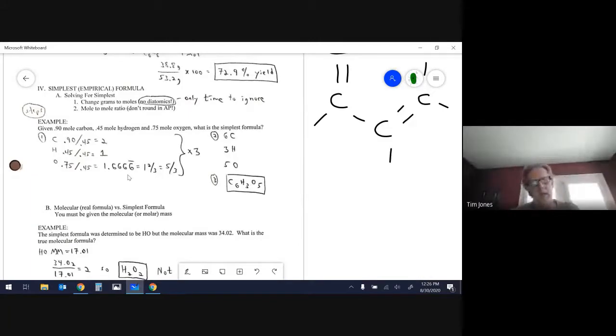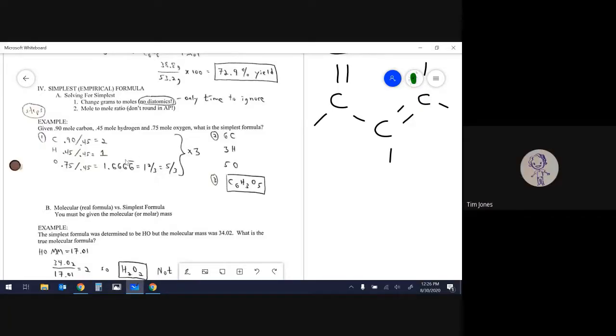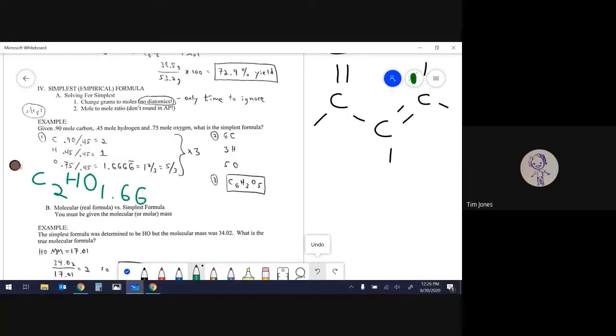Now in this case, we need to keep this ratio, but we can't with these numbers here. If I were to write the formula right now, what I would write would look pretty weird. It would look like this. It would be C2H O 1.6666 and so on, repeating. You can't have 1 decimal repeating 6 of an oxygen atom. So this does not make sense. Don't do that.